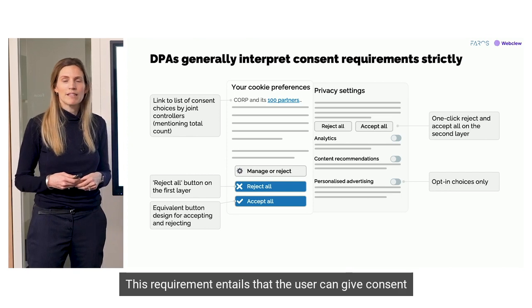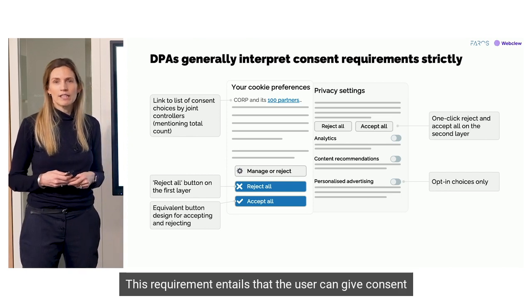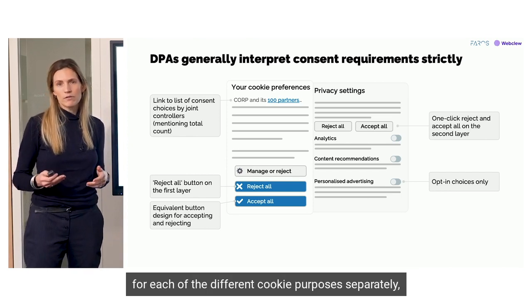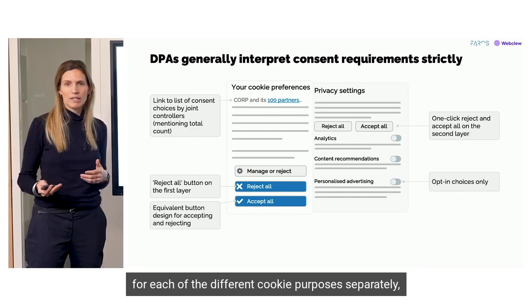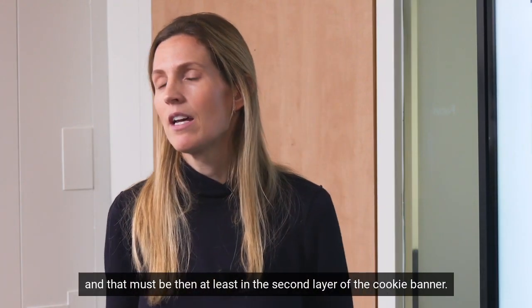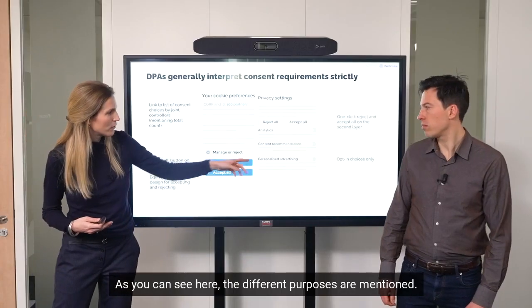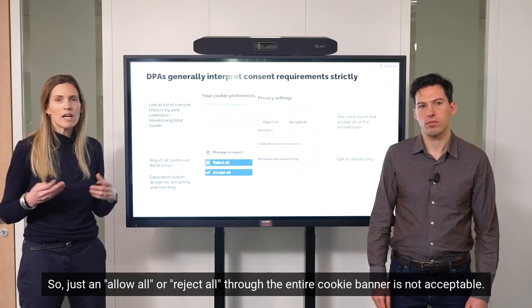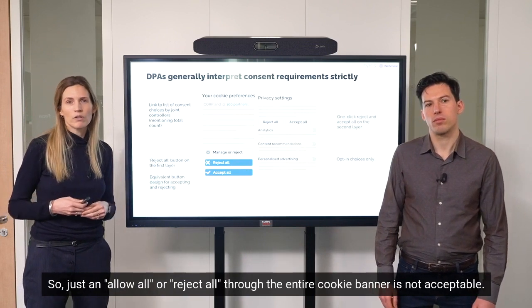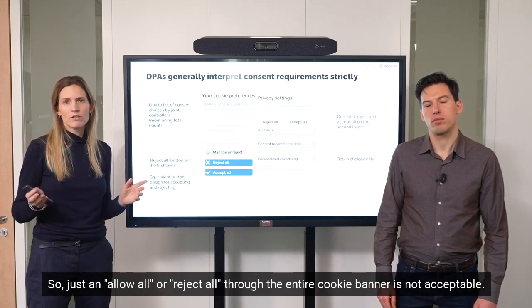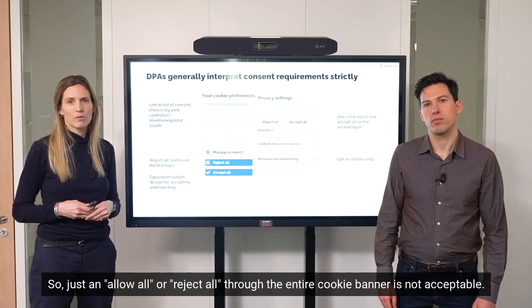This requirement entails that the user can give consent for each of the different cookie purposes separately. And that must be done at least in the second layer of the cookie banner. As you can see here, the different purposes are mentioned. So just an allow all or reject all through the entire cookie banner is not acceptable.